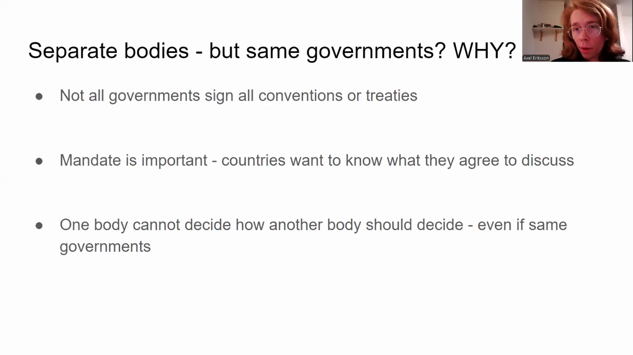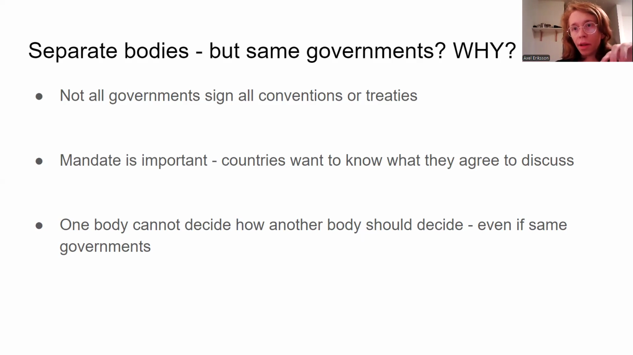And you might wonder, when there are different UN conventions, there are separate bodies, but the UN consists of member states, right? And aren't the same member states signing all these different conventions? So why are there different decisions in different bodies within the UN? So this is a bit complex, but in brief, one reason is that not all governments choose to sign all the different conventions or treaties.